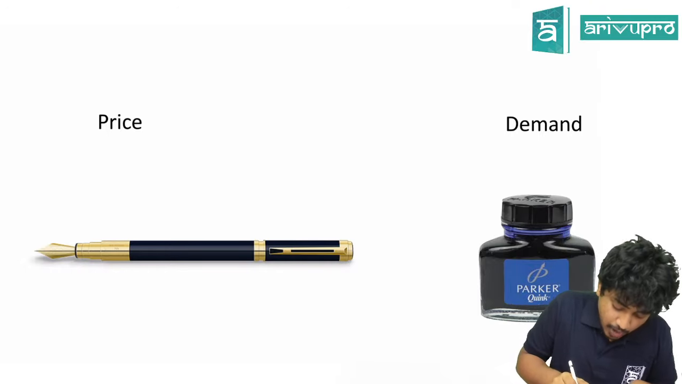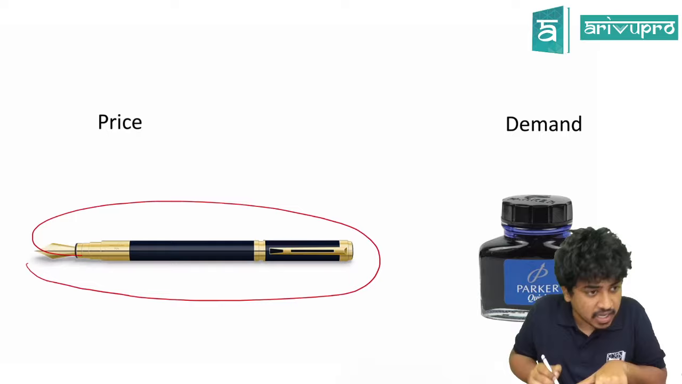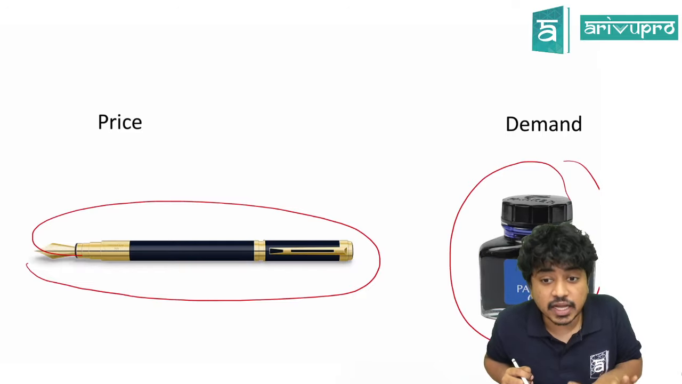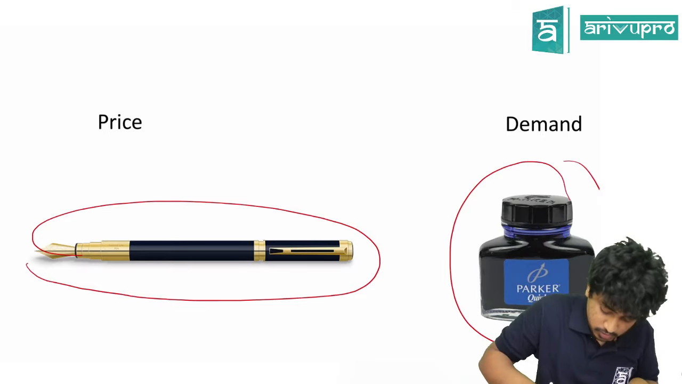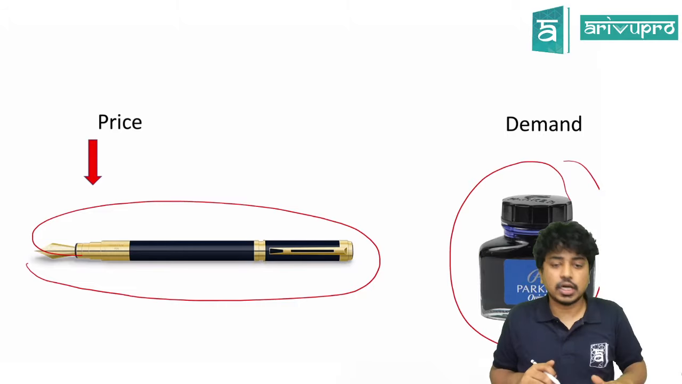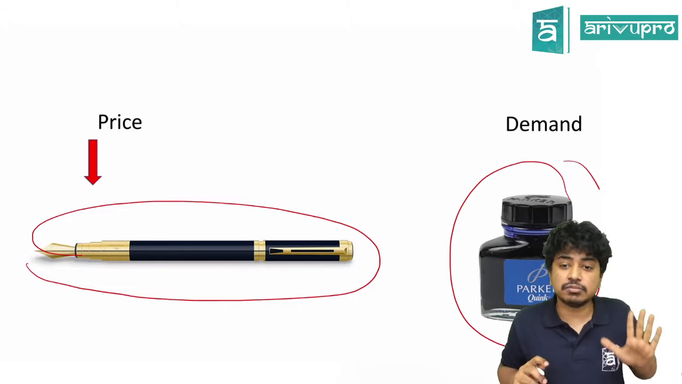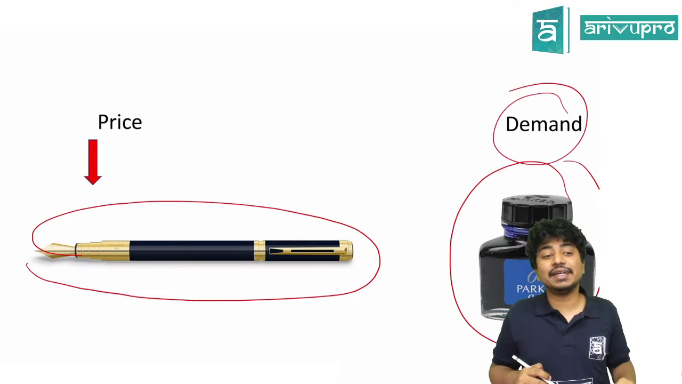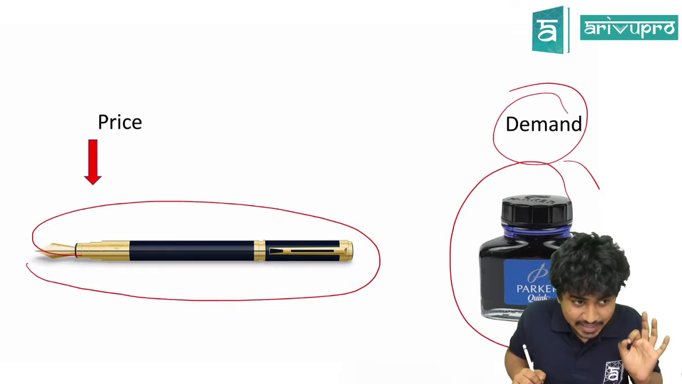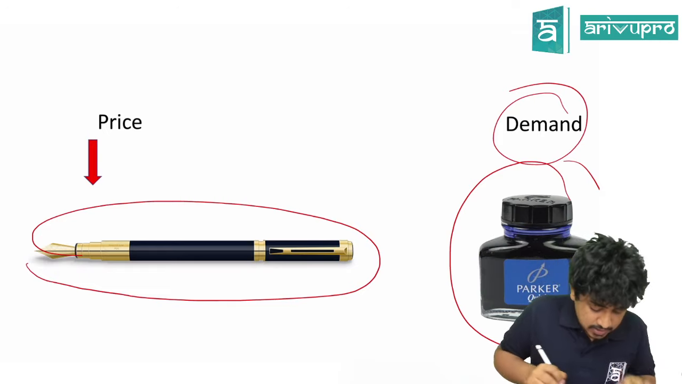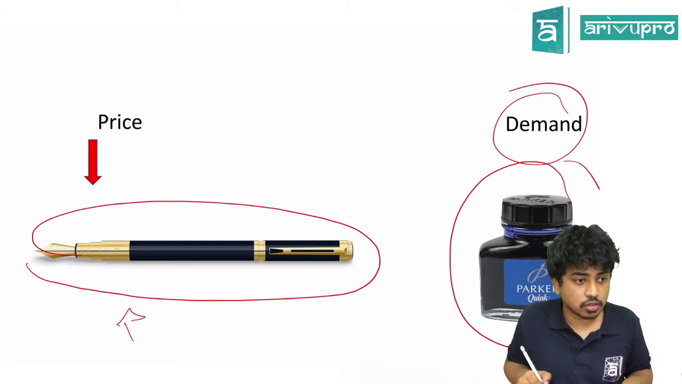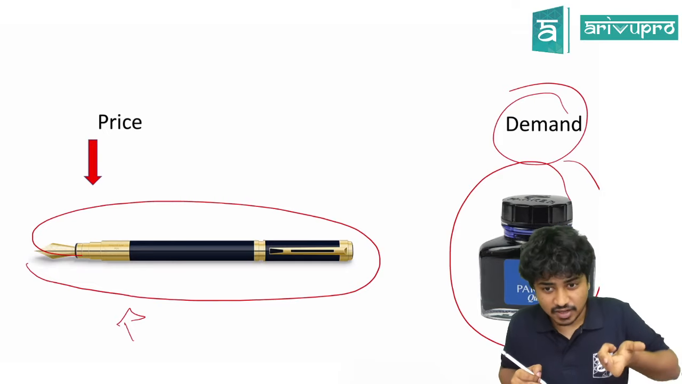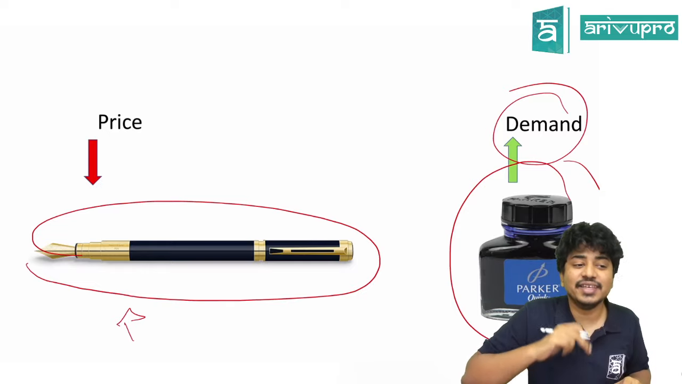Now what we are going to see is how the price of a complementary good, that is pen, is going to affect the demand of ink. How the price of pen is going to affect the demand of ink. Okay. If the price of pen comes down, what will happen to the demand of ink? See, if the price of pen decreases, won't you buy more pens? Logically, to use a pen, what will you do? You need ink. So the demand of ink also will increase.